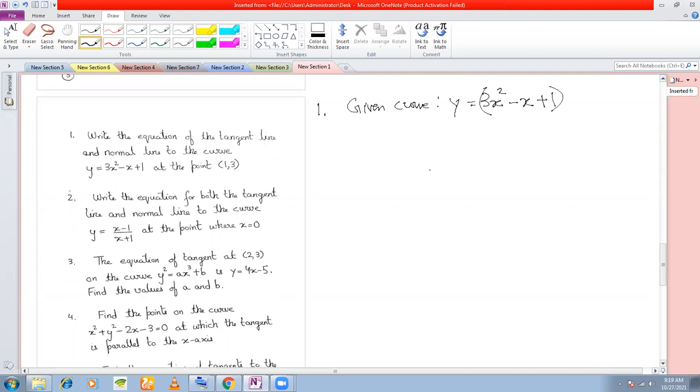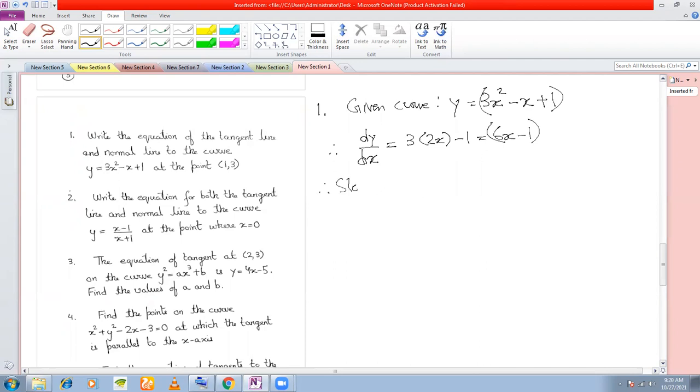Now you want to find the equation of the tangent and the normal. The first thing is you need to find the slope of the tangent. How do you find the slope of the tangent? You first find dy/dx. dy/dx is equal to 3 into 2x minus 1, which is equal to 6x minus 1. So we have carried out the differentiation.